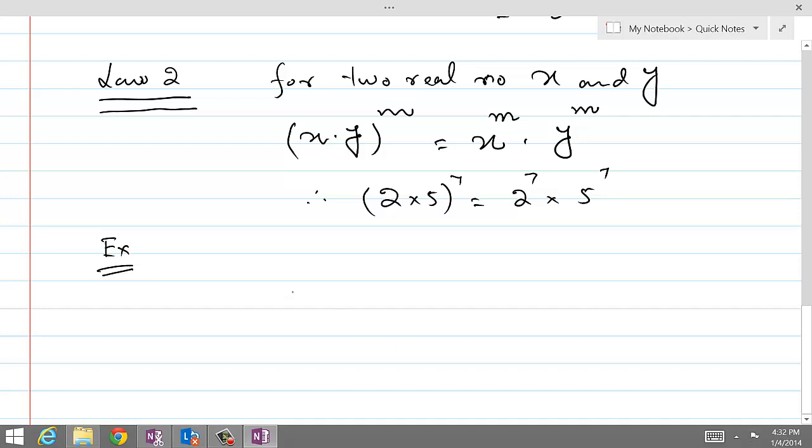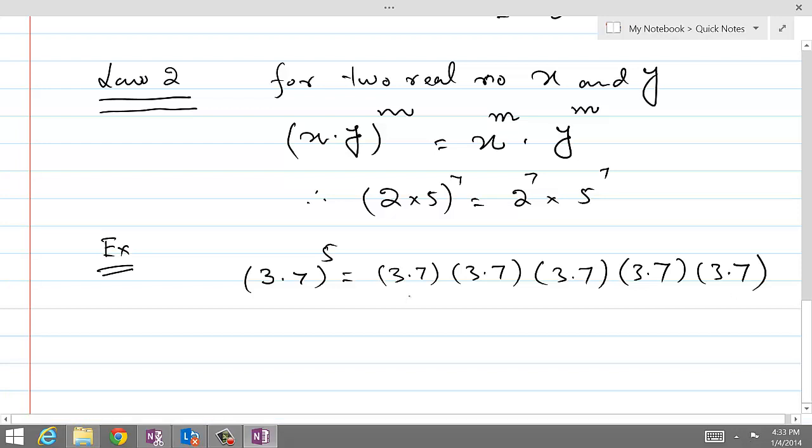Let's do an example. If we have 3 times 7 power 5, what it really means is that we're going to multiply 3 times 7, again 3 times 7, then again 3 times 7, again 3 times 7, and again 3 times 7. Because what is the base? The base is 3 times 7, and the base has to be multiplied with itself. How many times? 5 times, equal to the exponent.